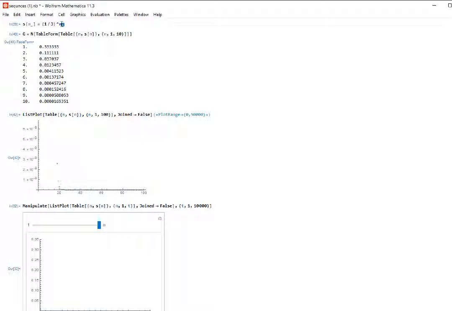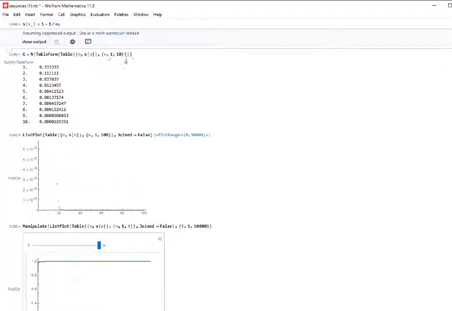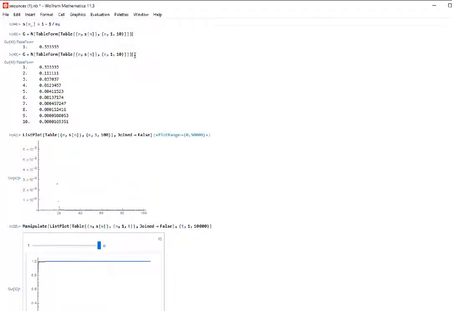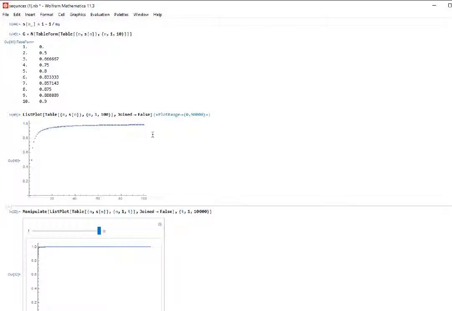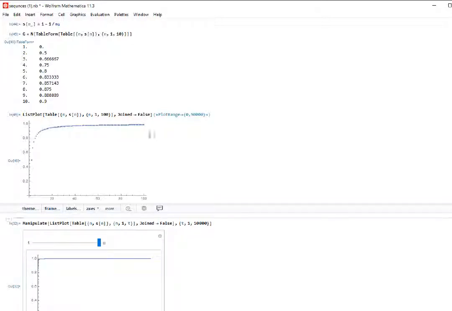Let's find out. Let me show you a sequence. Think about it: 1 minus 1 over n. Let's look at the terms of this sequence. Here the values are increasing, so it's an increasing sequence: 0, 0.5, 0.6, 0.7, 0.8, it's increasing. Let's look at the graph. Now the terms of the sequence, yes, they are increasing, but it seems the rate at which it is increasing dropped and it's not going beyond 1, right? It's approaching towards 1.